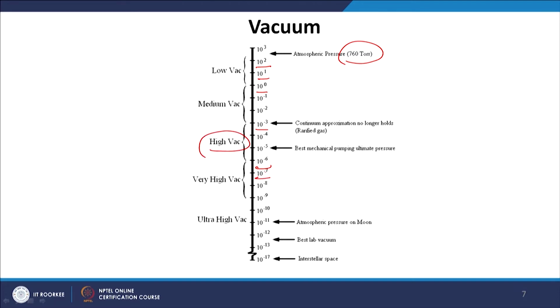10 to the power minus 7 to 10 to the power minus 10, or even 10 to the power minus 9, is very high vacuum, and anything beyond that, something like 10 to the power minus 10 to 10 to the power minus 17, usually exists in interstellar space. For the best lab vacuum, we make 10 to the power minus 12. And even 10 to the power minus 11 is the atmospheric pressure on the moon. So, these are examples of ultra high vacuum.